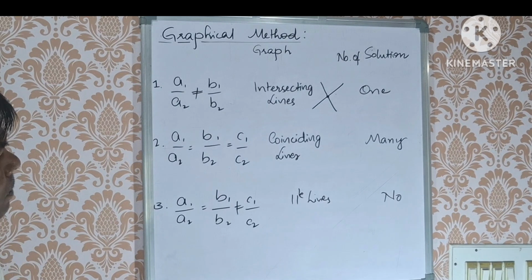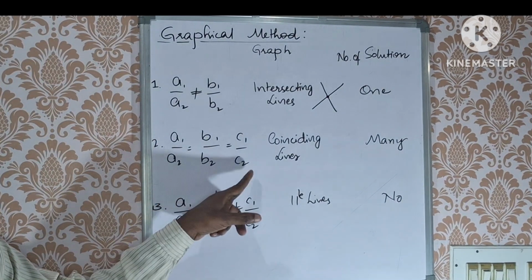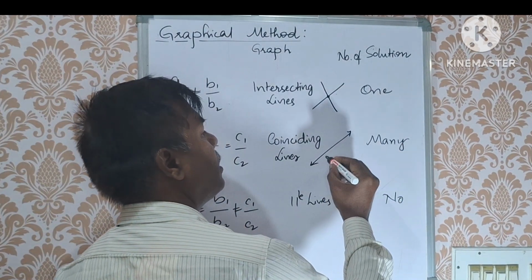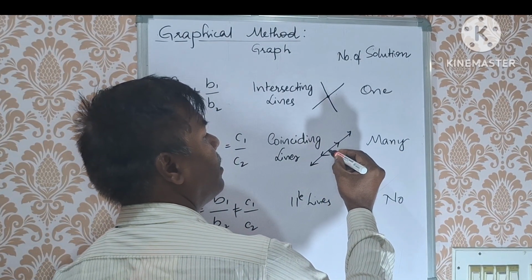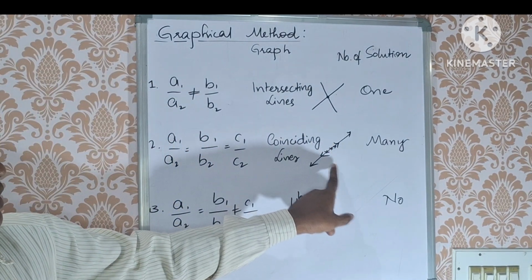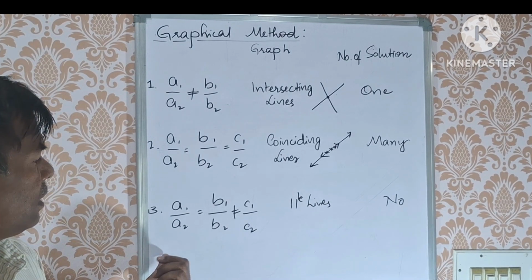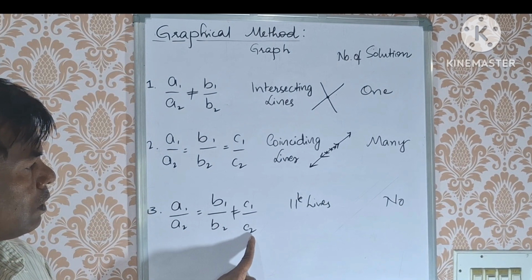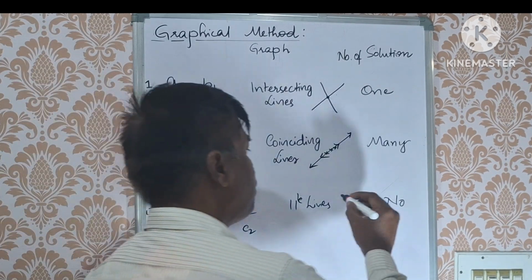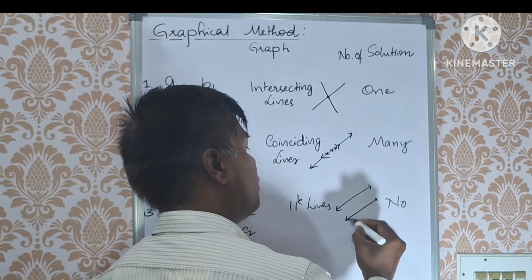One solution we get. If a1 by a2 equals b1 by b2 equals c1 by c2, then the two lines are coinciding. One line will be like this, another line will be on this, and both lines coincide at many points. Therefore we can have many solutions. And if a1 by a2 is equal to b1 by b2 but not equal to c1 by c2, then the two lines are parallel lines. If one line is like this, another line will be like this, straight lines.